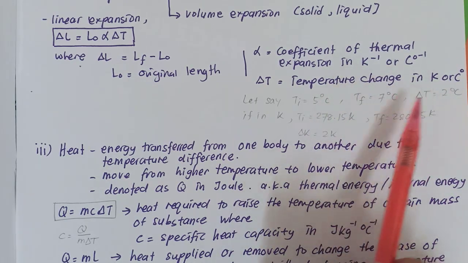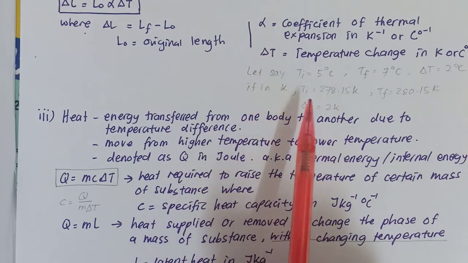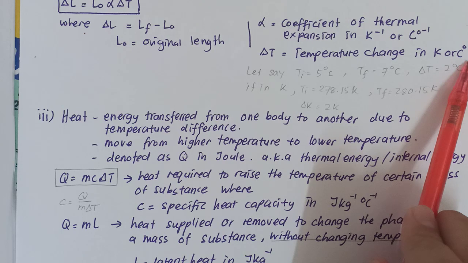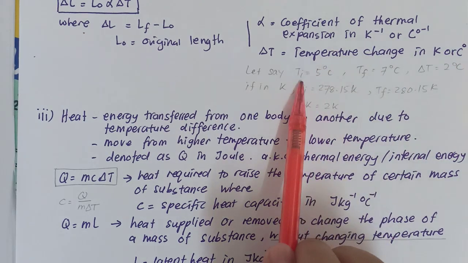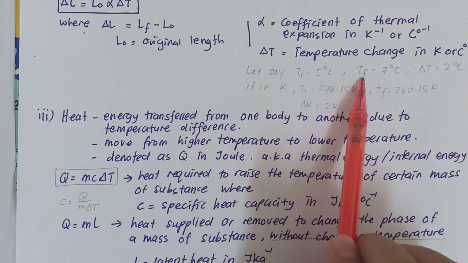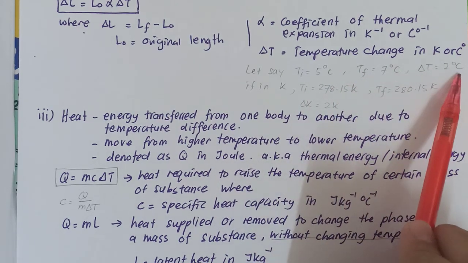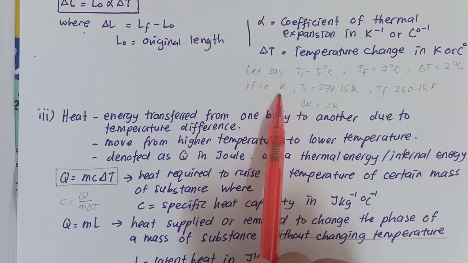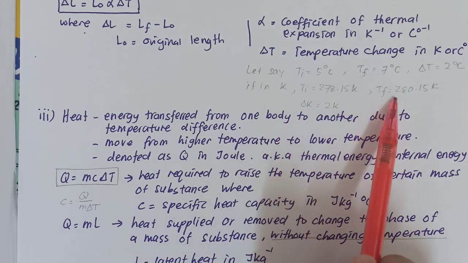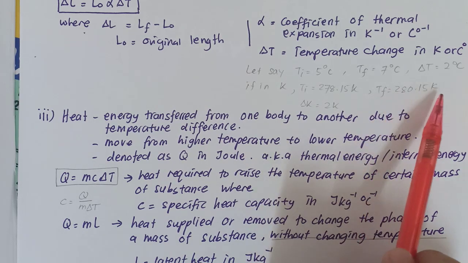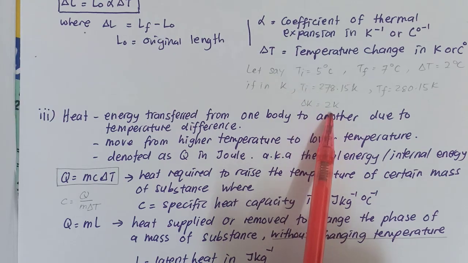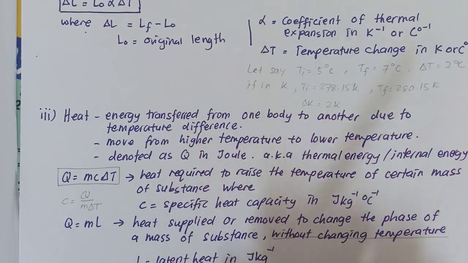This is where I want to explain a little bit on the temperature change. It can be in Kelvin or degree Celsius. For example, if the initial temperature is 5 degrees Celsius and the final temperature is 7, the temperature change is 2. If you make the calculation in Kelvin, you will have 278.15 and 280.15 Kelvin, so the temperature change in Kelvin is also 2. It's actually the same.